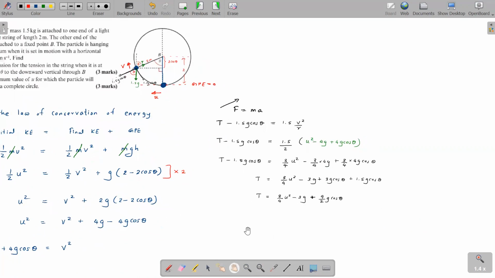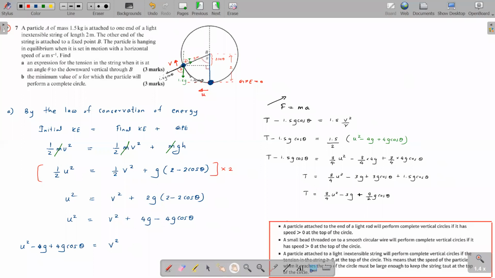All right. Okay. So we'll move on to the next part, part B. Okay. So in part B, guys, they say to find the minimum value of u for which the particle will perform a complete circle. So they are asking for the minimum value of u. Now, u is the initial speed, right? So they are asking for the smallest u value which will make this particle perform a complete circle.